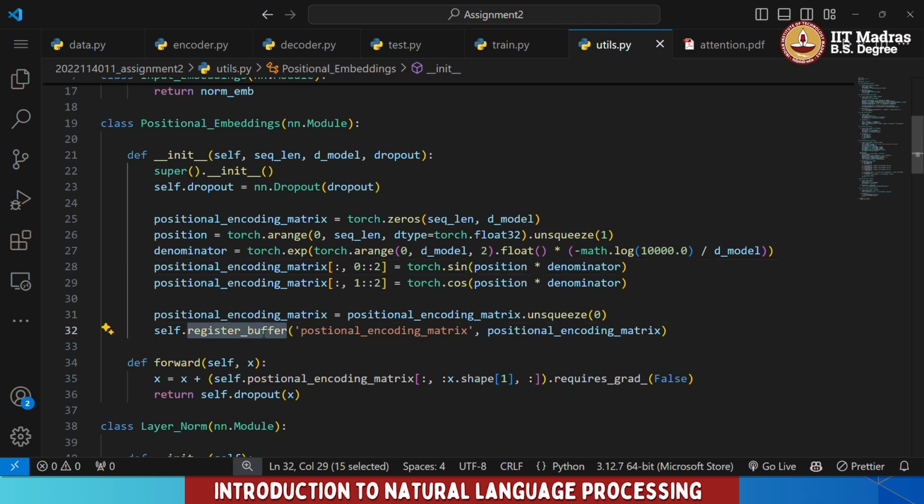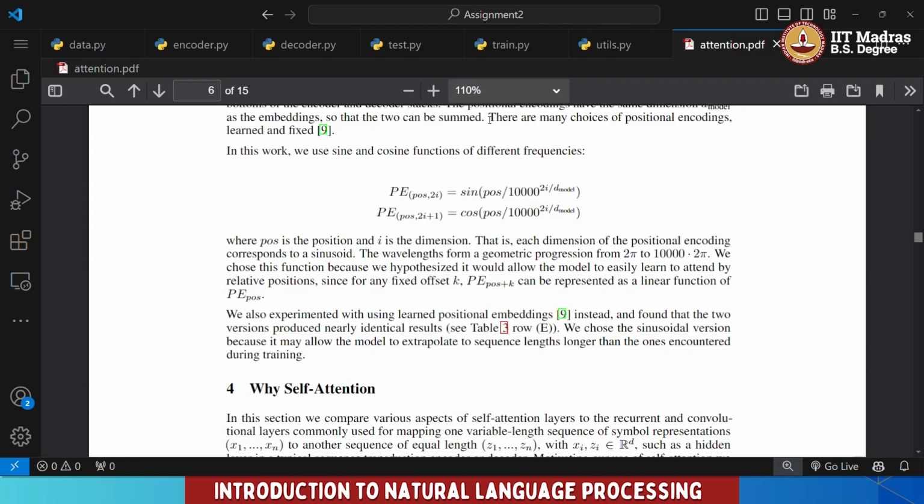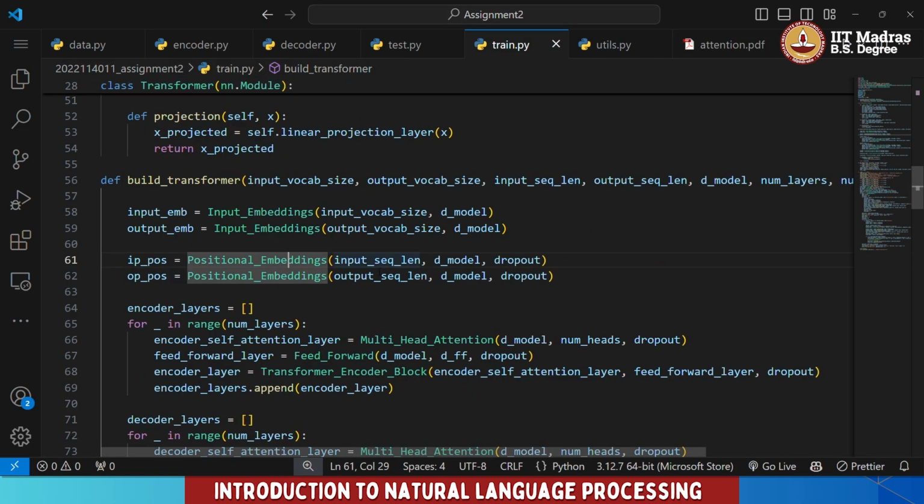We store it as a register buffer because we do not want this to change. This is not a parameter. We want this to be constant throughout the training. Therefore, we store it as a register buffer. But that's about it for the positional encoding part.